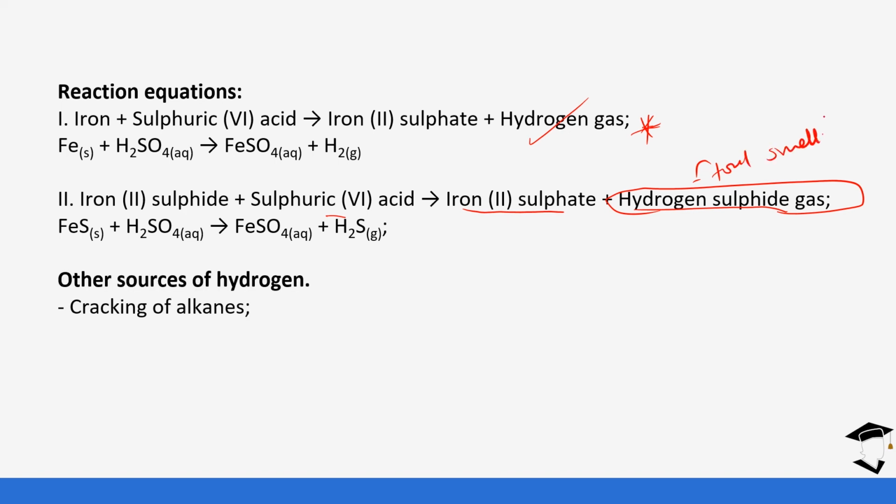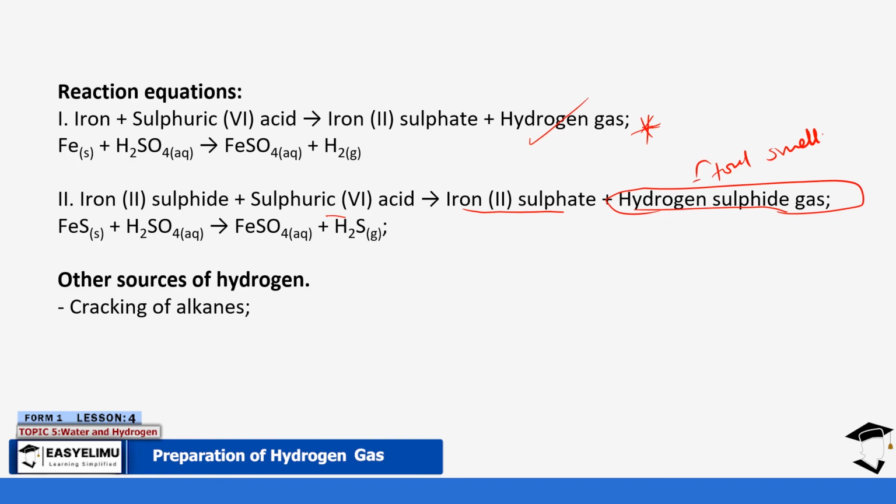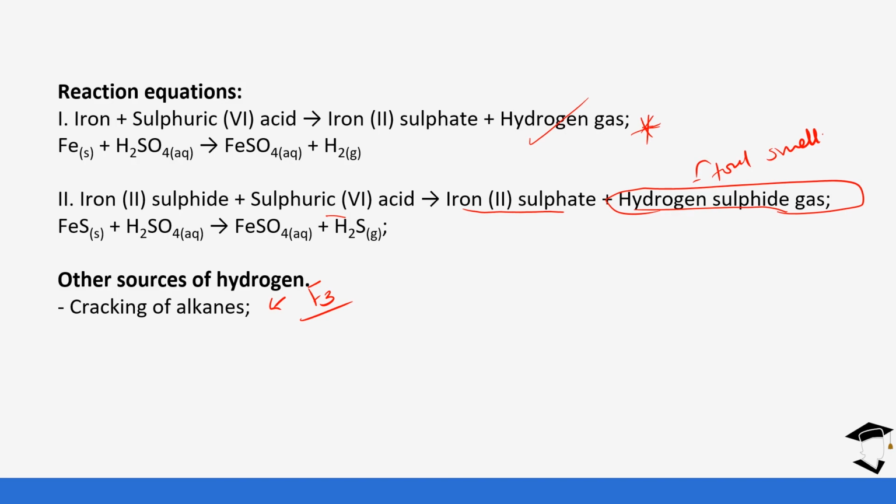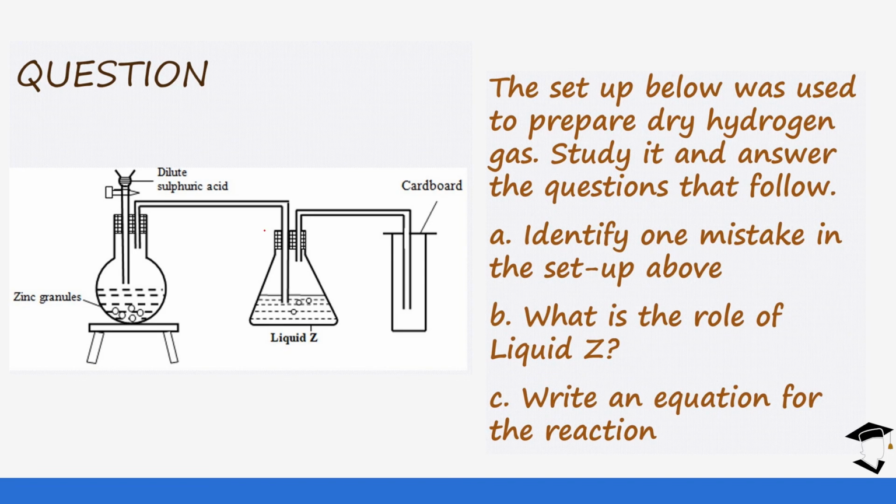And then finally, other sources of hydrogen are usually cracking of alkanes. This we are going to discuss later on in Form 3 in detail on how we can obtain hydrogen. So next, let's look at one question in regards to what we have discussed.